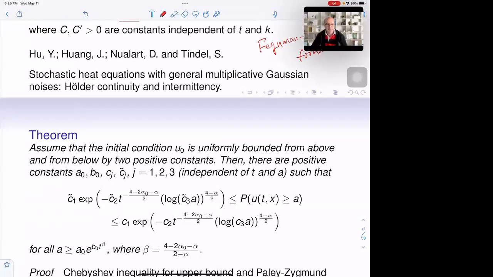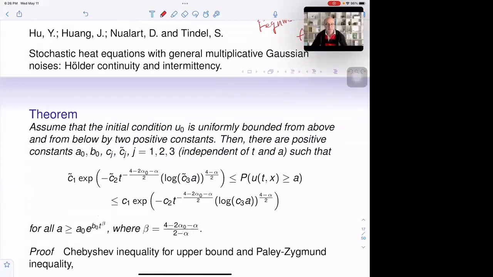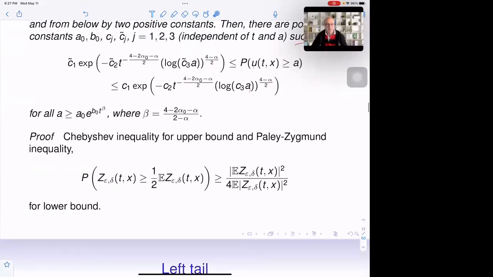From the moments bound, you get the tail estimate. When a goes to infinity, the probability that u is bigger than a goes to 0, but how fast does it go to 0? It is given by this, and you see it's a logarithm. So this u is not Gaussian. It is not even log normal, but it is log normal-like with this kind of exponent. The exponent is also the same, so the lower bound and upper bound are the same.